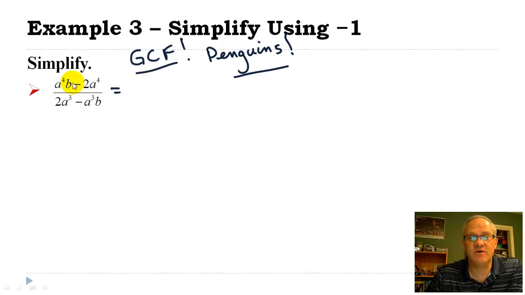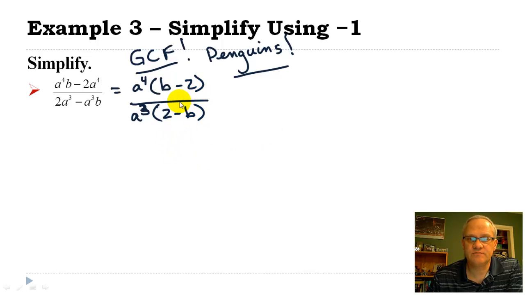All right, so we can take out a GCF. We can take out a GCF of what? A to the fourth. And so what's left here is b minus 2. On the bottom, what do these two have in common? They both have an a to the third. That's supposed to be a 3 there. And then what's left is 2 minus b.